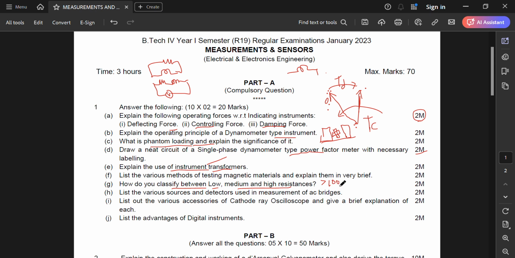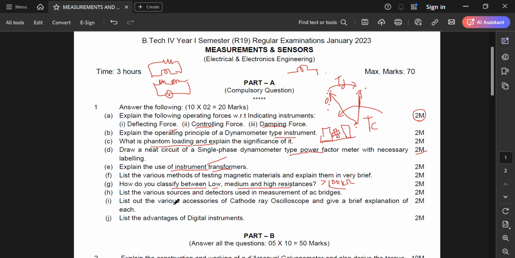How do you classify? Based on the range of the resistance. The value of resistance lying between 0 and 1 ohm is called low resistance. We have to represent this range, then you will get 2 marks.